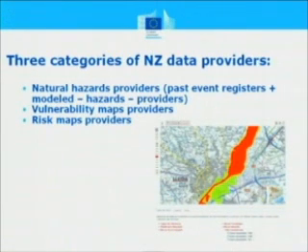So during our meetings, we really consider three main categories of the data providers. So we are really concerned about the providers of natural hazards, including those that provide the registers or the data about the past events. We are also concerned about the vulnerability maps providers, and of course that we are also concerned by the provision of the risk zones or risk maps data.